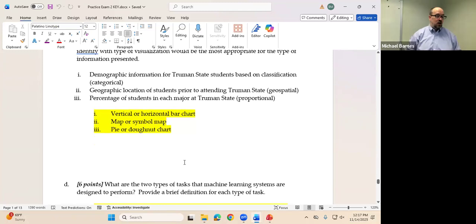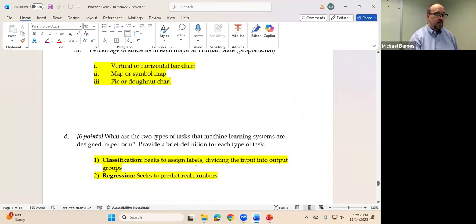What are two types of tasks that machine learning is designed to perform? Provide a brief definition for each type of task. So what are they again? Classification and regression. So remember, classification is basically answering whether a condition exists, a yes, no. Okay. Regression is trying to determine an actual value for something. So seeking to assign labels, dividing input to output groups, and seeking to predict real numbers, again, does not need to be verbatim as long as you get somewhere in the ballpark of what I'm looking for.